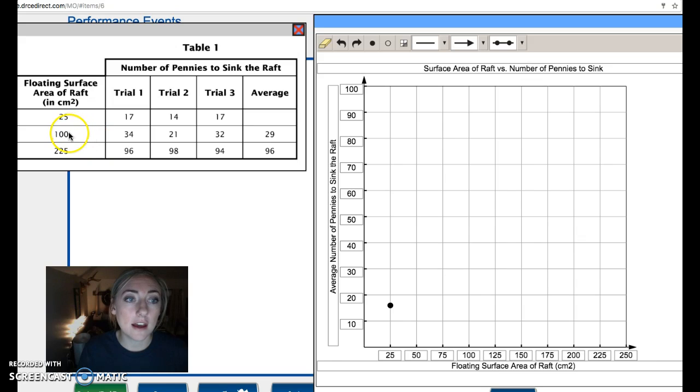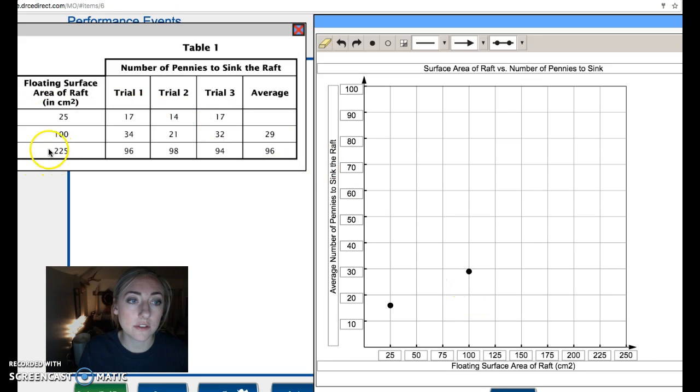The next one is at the floating surface area of 100, the average was 29. So again, we still have the point selected. We're going to go to 100, and we're going to go up to 29, and drop a point.